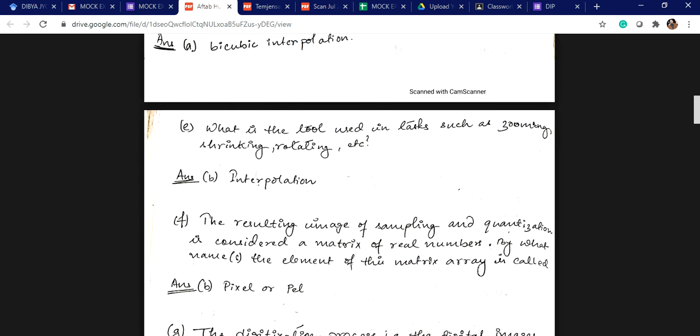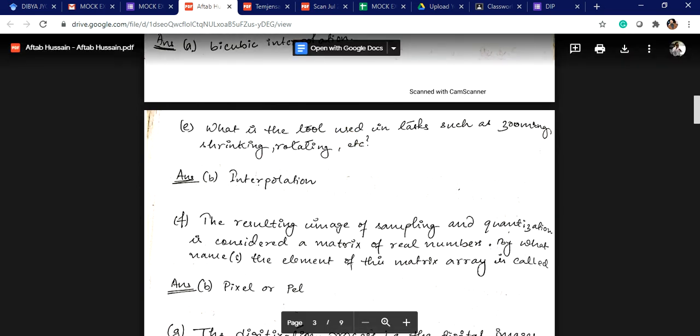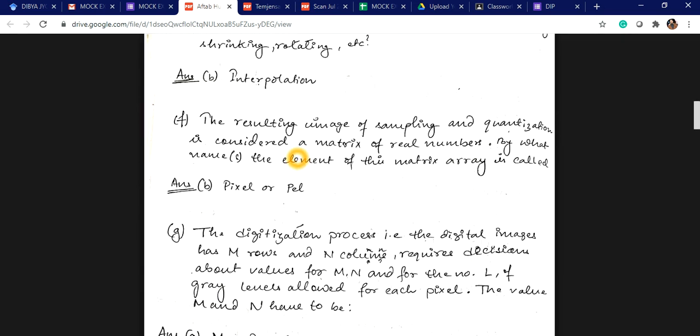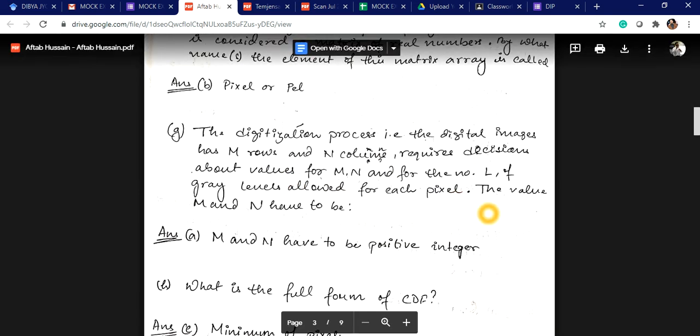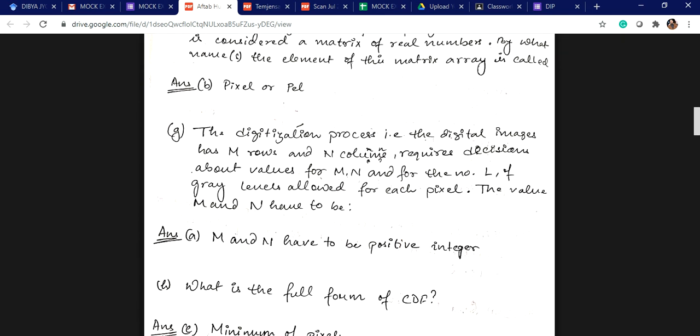Then the tool used for tasks like zooming, shrinking, rotating, interpolation, is it correct or not? Of course, correct. Then obviously this is also correct. And m and n have to be positive integers, that is correct.